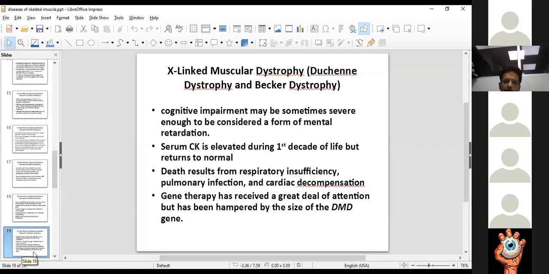Death ultimately results from respiratory insufficiency because of weakness of the respiratory muscles, which causes pulmonary infections, and in some cases arrhythmias and cardiac decompensation may also result in death. Gene therapy has received a great deal of attention, but unfortunately, as I told you, it is one of the largest genes that we know of, so gene implantation or genetic manipulation has been very difficult to achieve in this case.